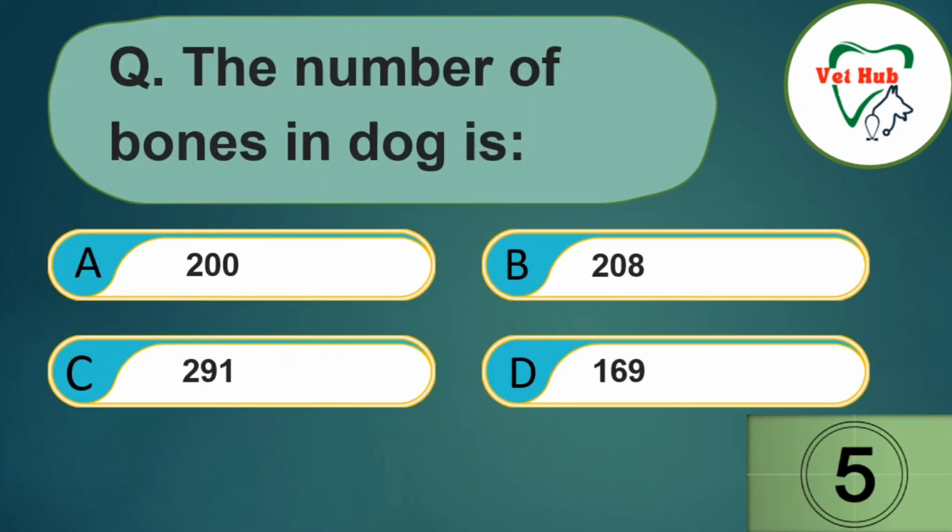And the next question is, the number of bones in dog is, and the options are option number A 200, option number B 208, option number C 291, option number D 169. And your time begins.